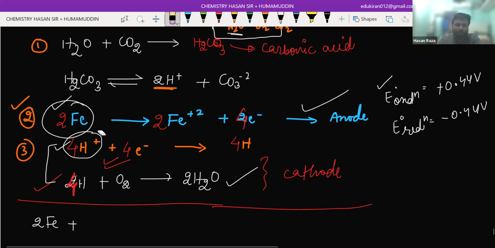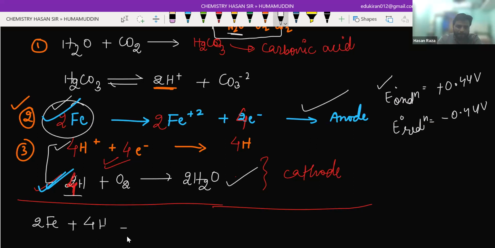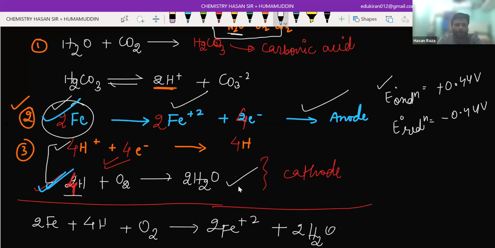Just wait a minute. This is not the reaction. We need to add this and this for the final reaction. So you can see 2Fe plus 4H+ plus O2. Just wait a minute, let me finalize this. On the right hand side, you can see 2Fe2+ and then 2H2O. Are you getting my point, both of you? Let me show you. This 4H is wrong.